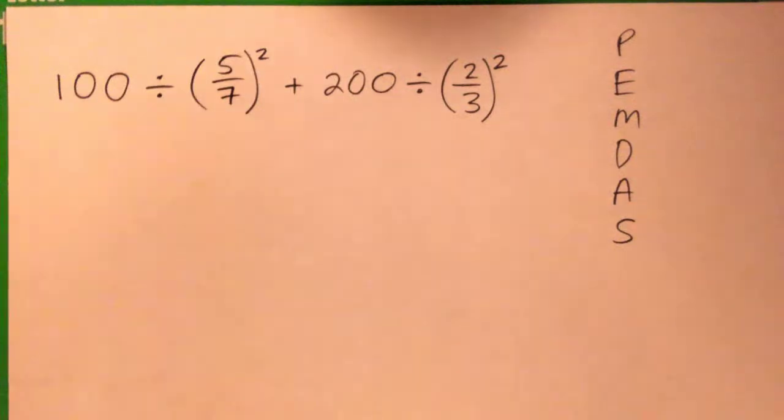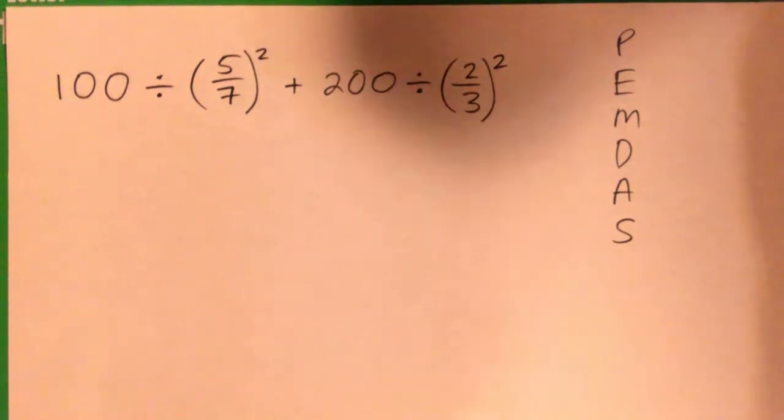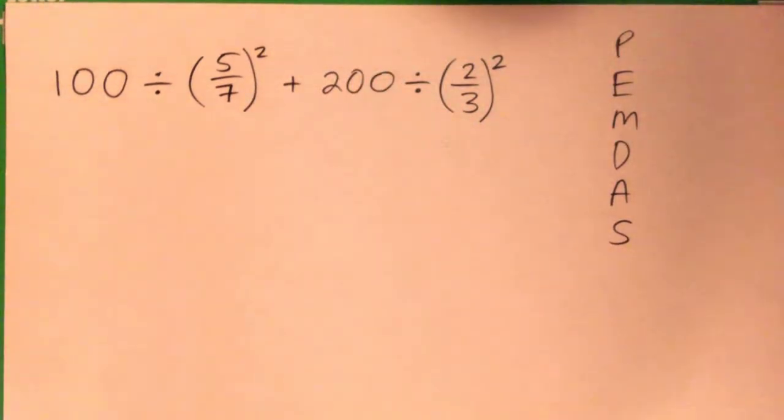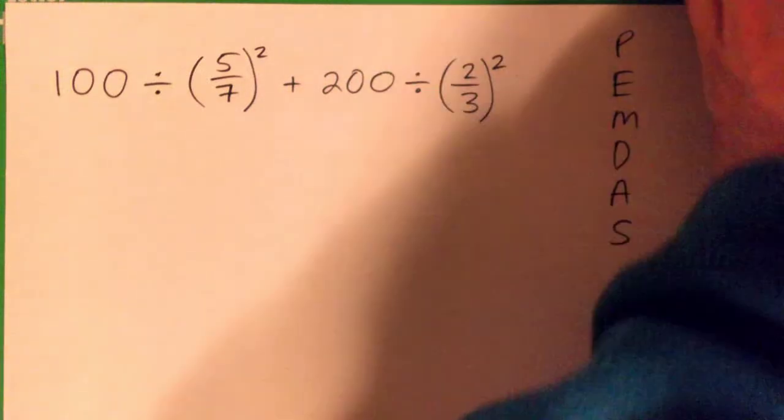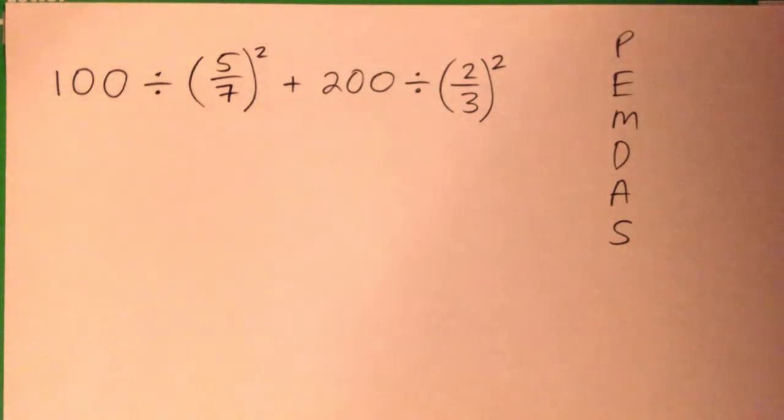Okay, so we got 100 divided by (5/7) squared plus 200 divided by (2/3) squared. We got to solve this using the order of operations, PEMDAS. So we start with parentheses and then do exponents, then multiply or divide from left to right, then add or subtract from left to right.